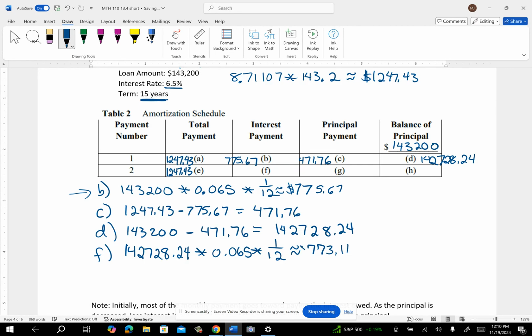$773.11. Okay, what that is is the amount of that monthly mortgage payment, that $1,247, the amount of that the bank uses to pay the interest that I owe. That goes to them. Okay? Then the remaining amount of this mortgage payment, so the rest of it, after they pay themselves $773.11, what's left, which is $474.32, that is used to pay off that loan amount. Okay, so the $773 goes towards paying the interest I owe, and then the remaining $474 goes towards paying off the original amount that I borrowed.